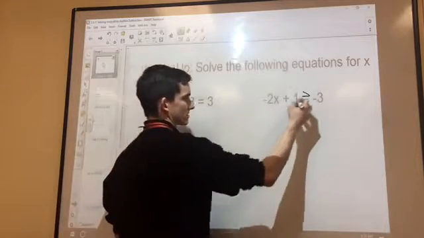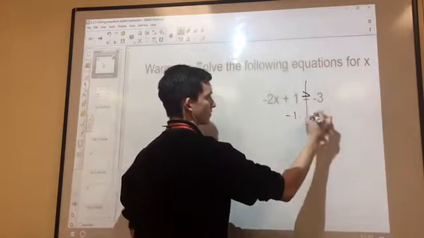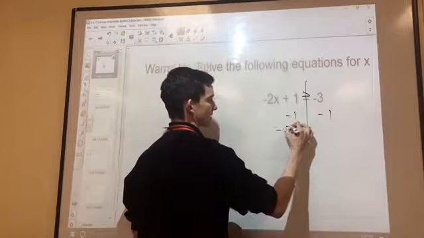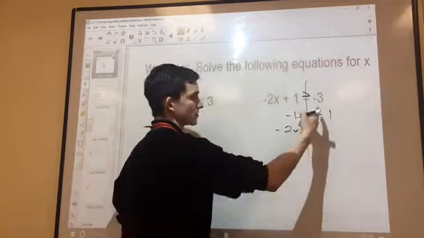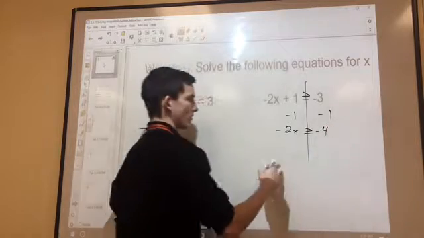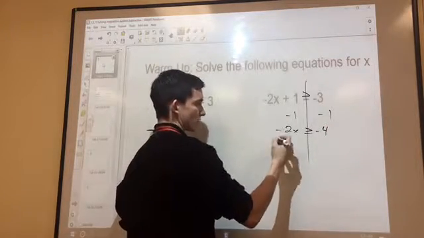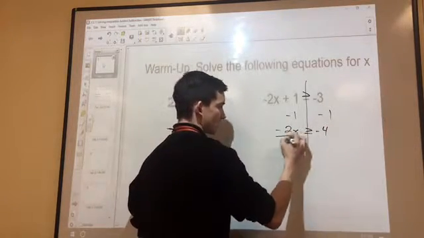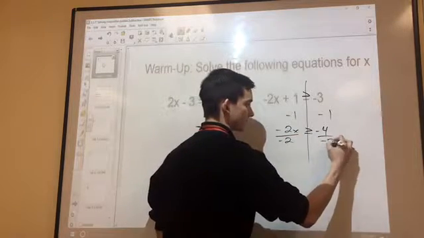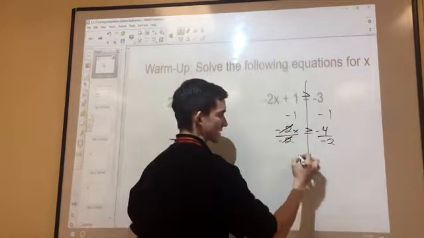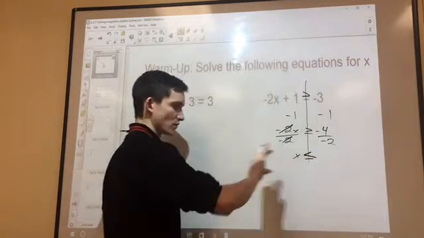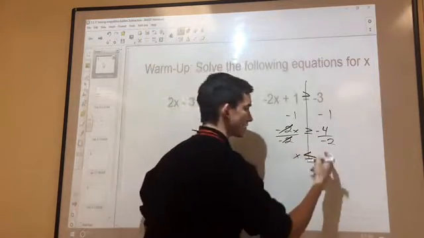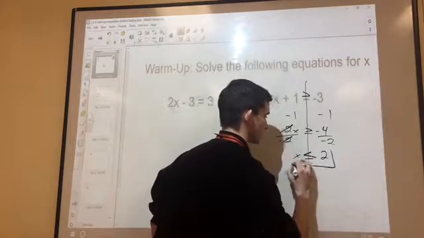As I'm solving this, I start off by subtracting 1 from both sides. So I end up with negative 2x is greater than or equal to negative 4. I'm going to divide by negative 2. Now here's the part where it changes. When I divide by negative 2 on both sides, the negative 2s cancel and I get x, but look at the sign. I divided by a negative, so I'm switching the direction of the sign. Negative 4 divided by negative 2 is positive 2.